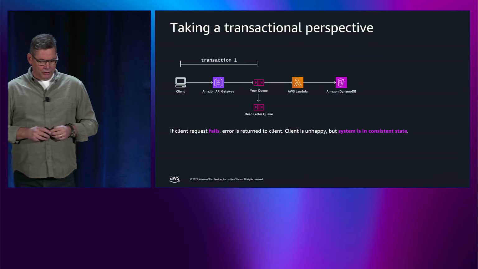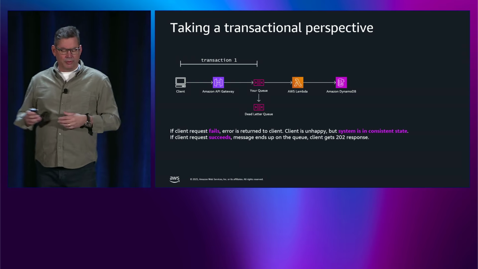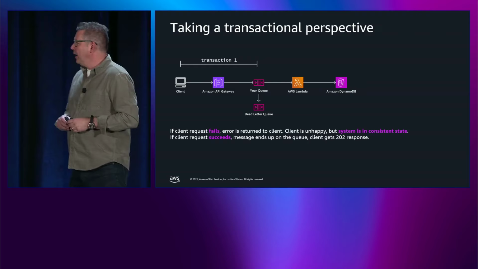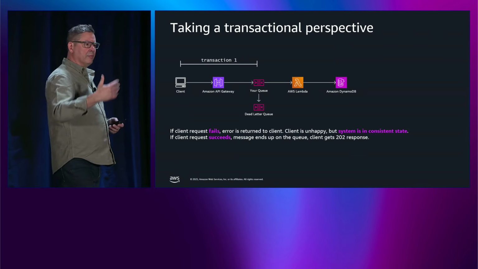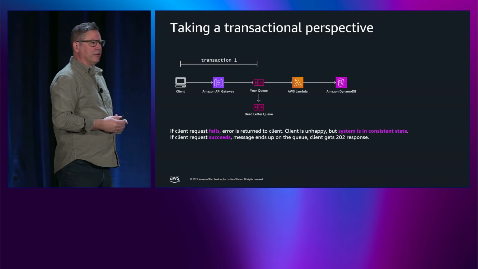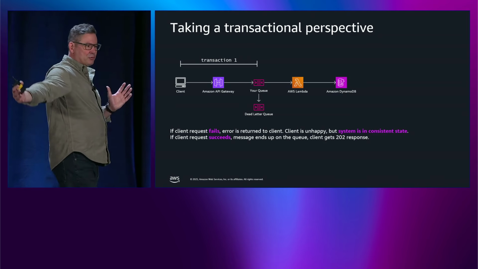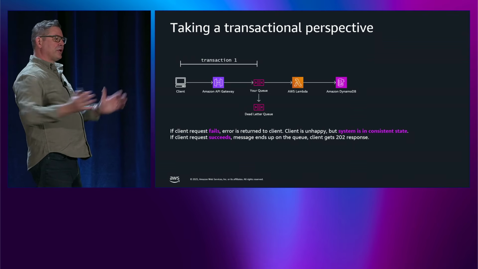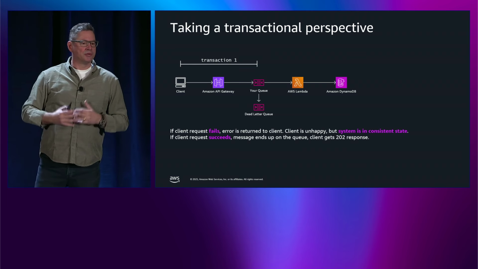Now, if it succeeds, then the message will end up in the queue, and the client gets a 200 response saying, thank you very much, and you're basically telling them, we'll take it from here. All right? Which is actually a really good place to be, because anything that goes wrong potentially after this is not the client's problem, it's your problem. And you can then build mechanisms to deal with those problems.